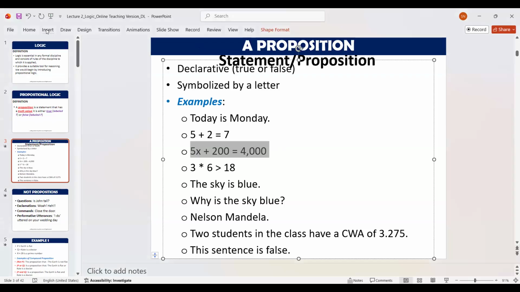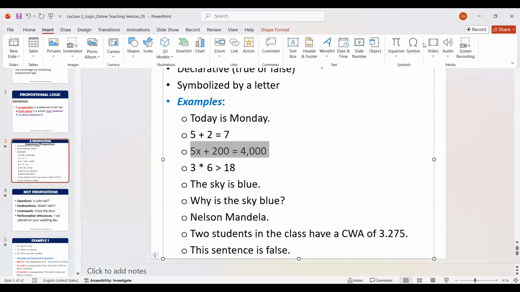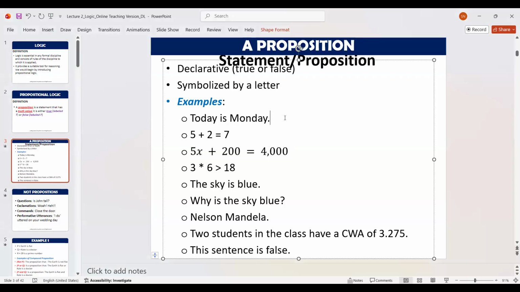It is. Yes, it is a proposition. Yes. Okay, now let me find out why you're saying it is a proposition. How do you know that it is true or false? How do you know?